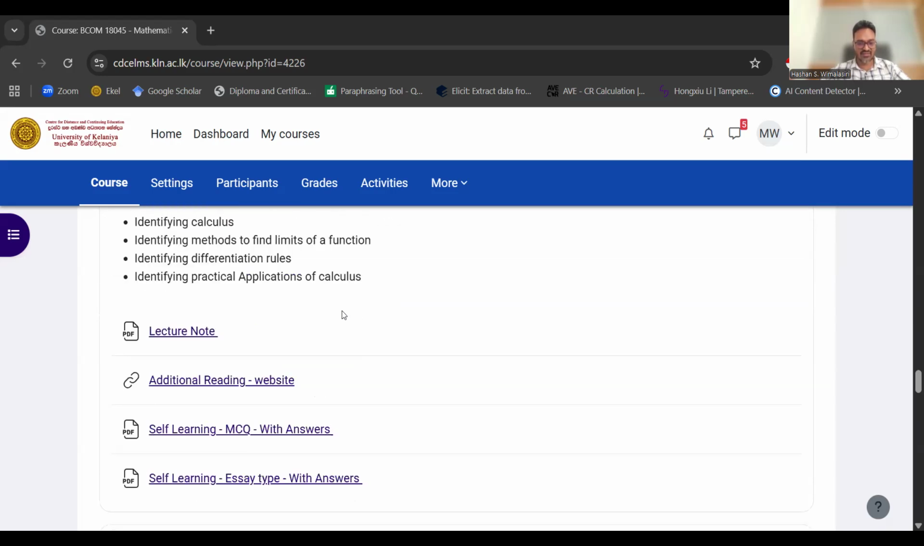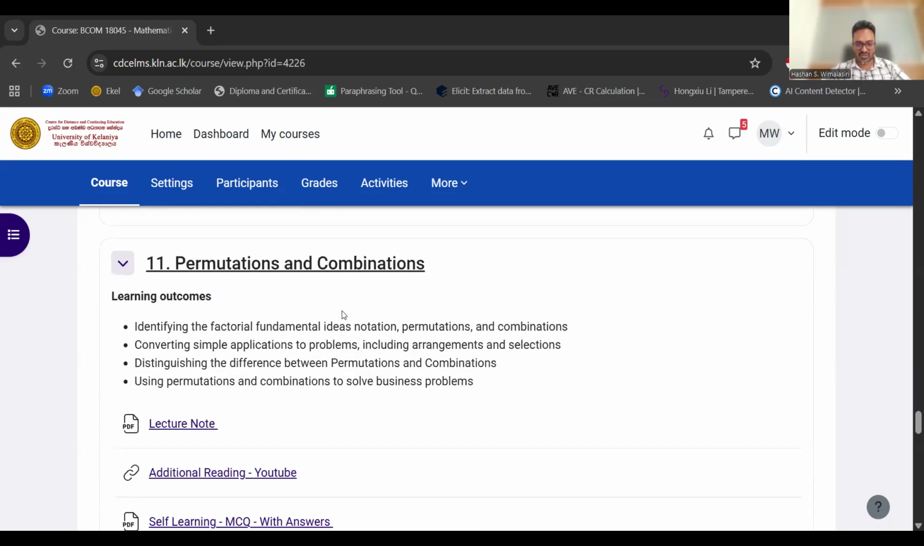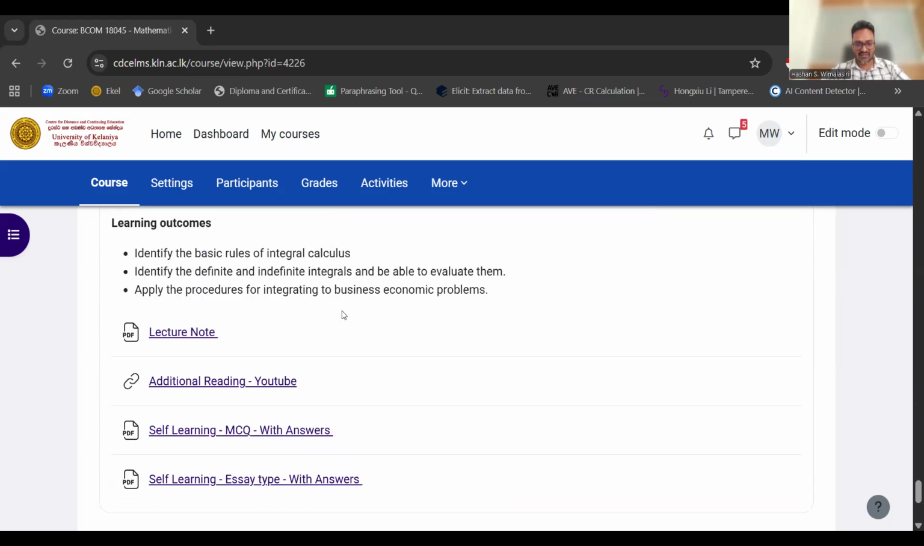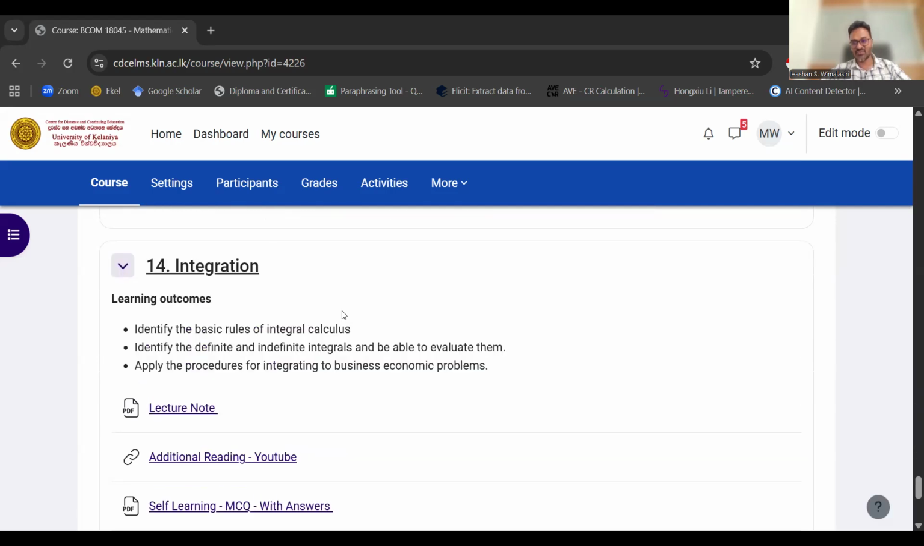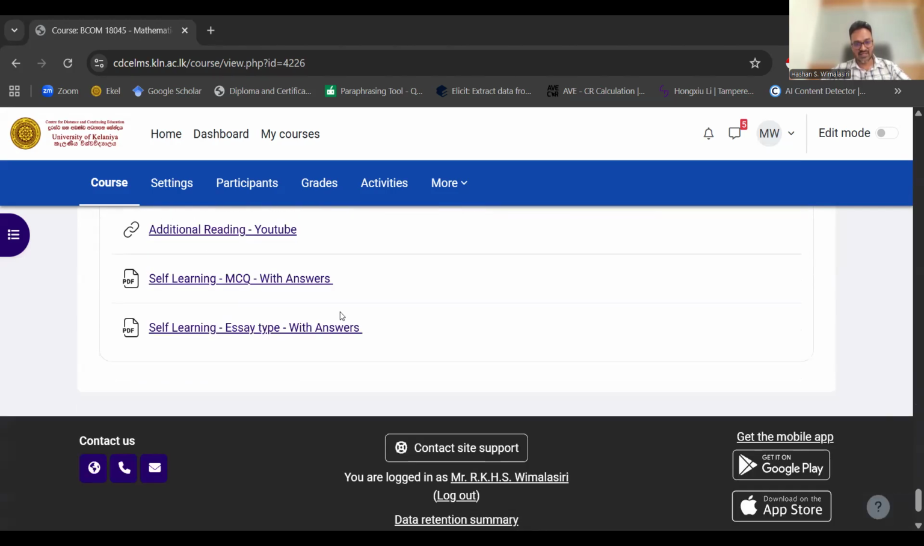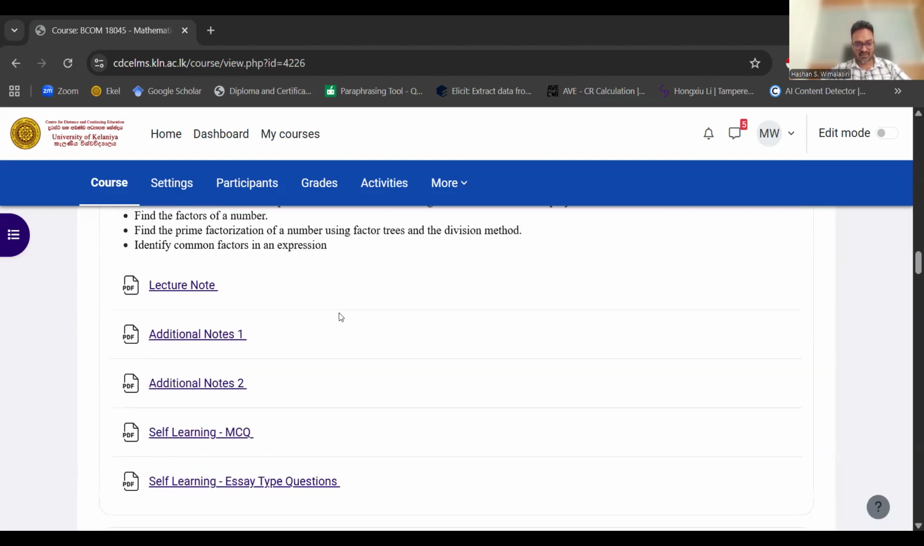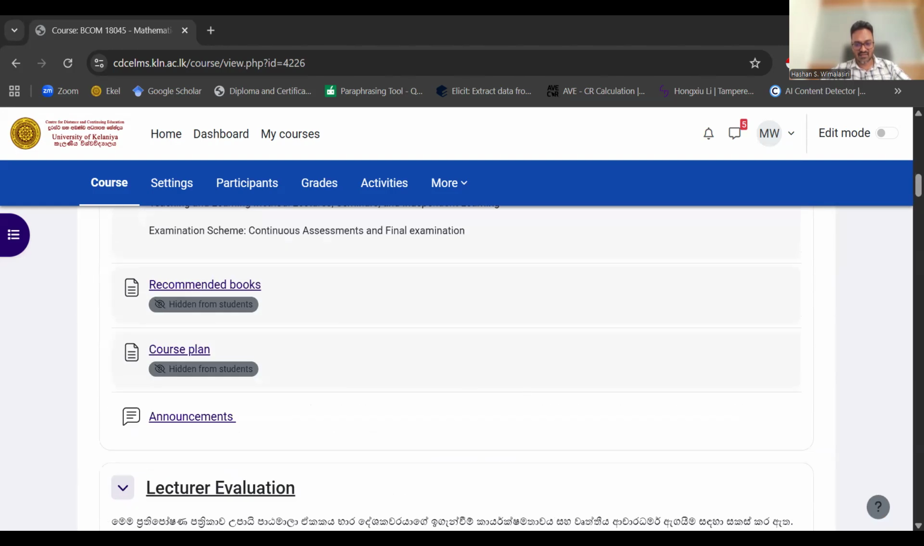The rest of the part, which means calculus, matrices, permutation and combination, binomial theorem, mathematics for finance and integration, those are the topics which will be covered by Ms. Nadisha in the evening session, right? So in the morning sessions, I'll share the screen and explain it.